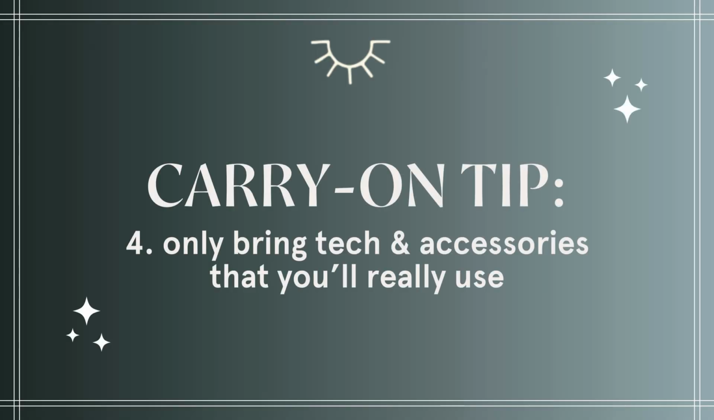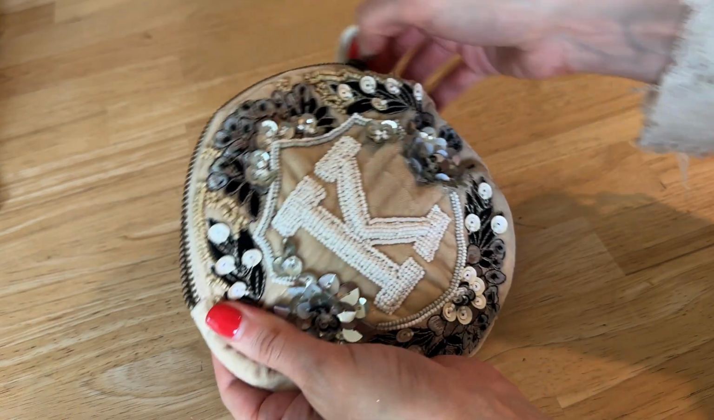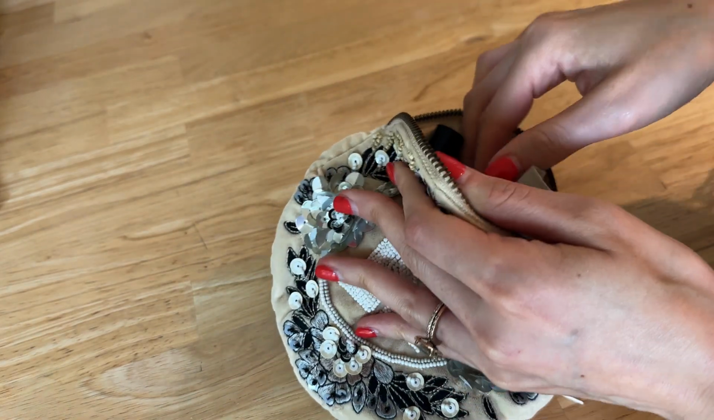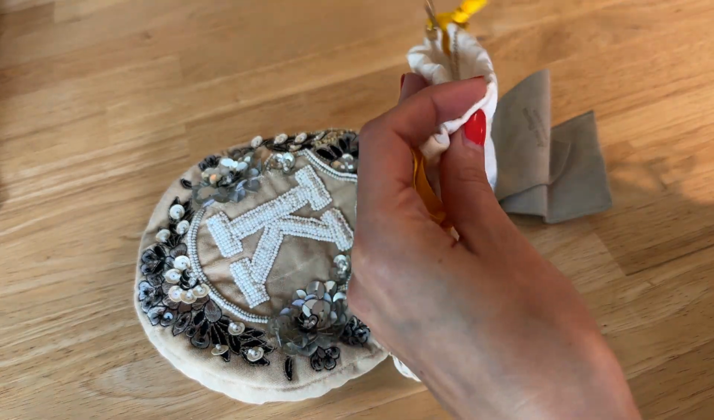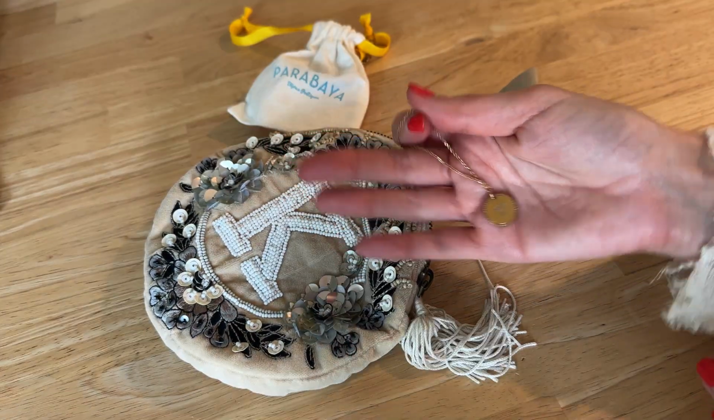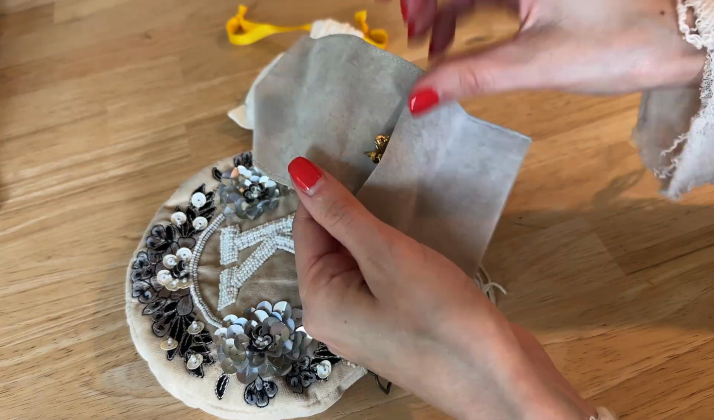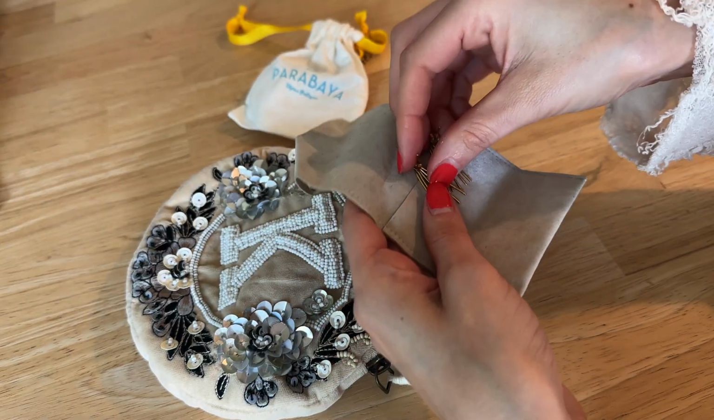Okay, tip number 4 is to only bring tech and accessories that you'll really use. So for things like jewelry and accessories, I tend to keep it super simple. Unless I'm going to some event where I really need a standout piece of jewelry, for the most part, I'll just bring simple, classic pieces that go with everything else that I brought and call it a day. The same thing goes for a handbag.